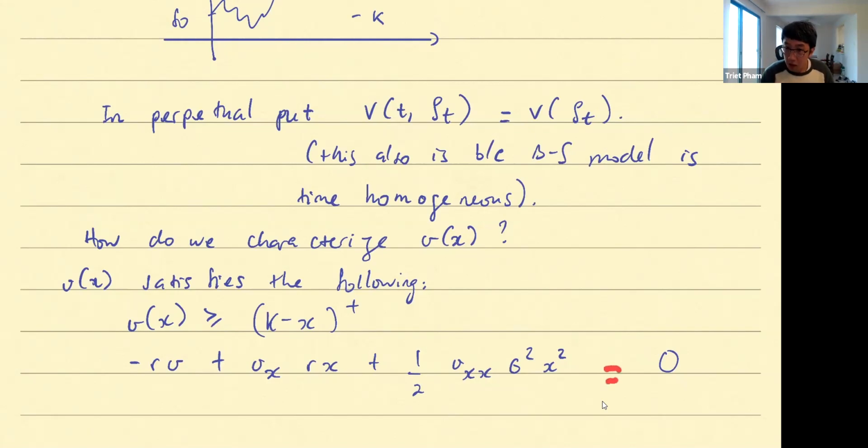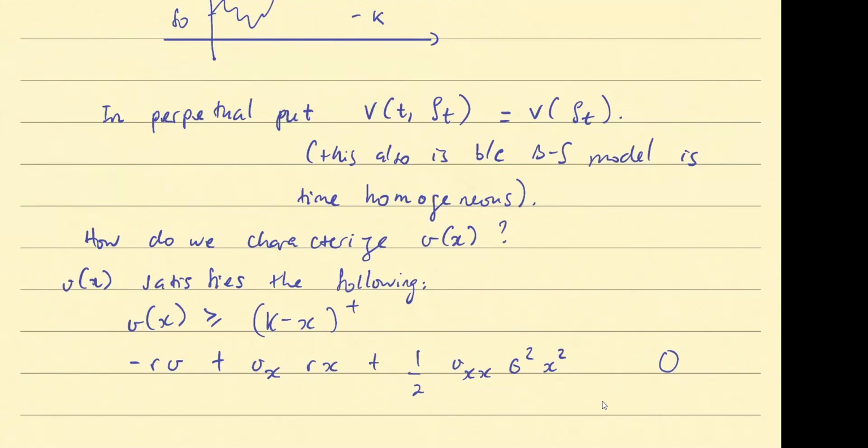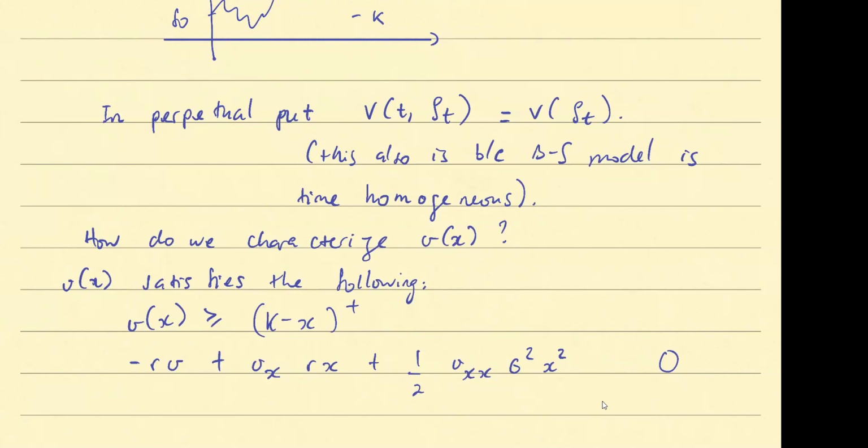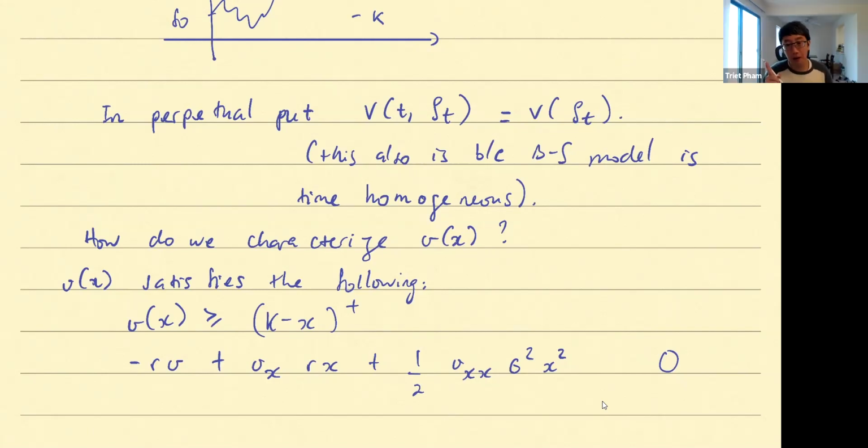Equal to 0? What's your guess? What are we doing here? I don't think it's equal to, because we have the fact that it's a super martingale. So what sign? I'm guessing greater than or equal to, but I haven't thought about it yet.